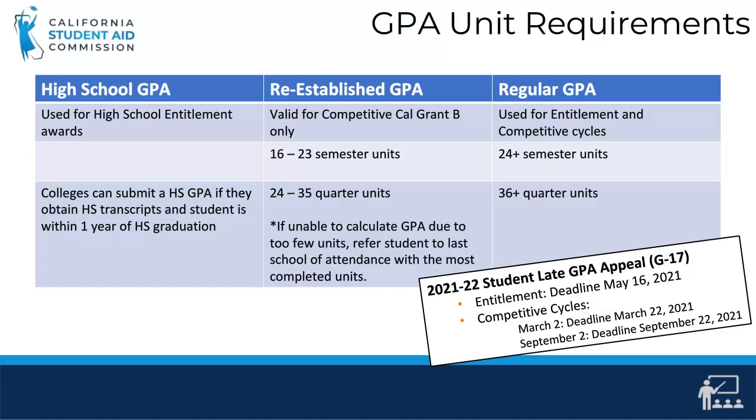For those students who attend a community college with at least 16 units but no more than 23 units, they must have their community college submit their GPA, if their community college does reestablish GPAs. A reestablished GPA will allow eligible students to receive a competitive Cal Grant B award. A student with fewer than 16 units must go back to their high school and request that his or her GPA be submitted. The high school can submit the GPA electronically or use the GPA verification form.